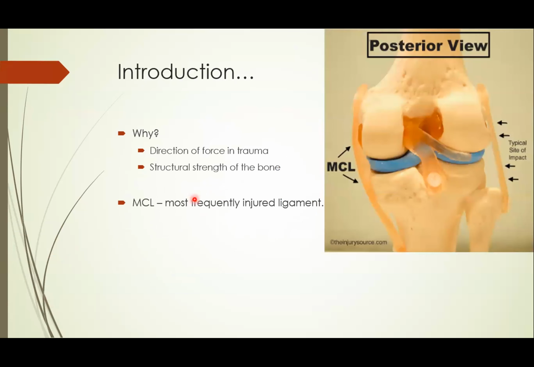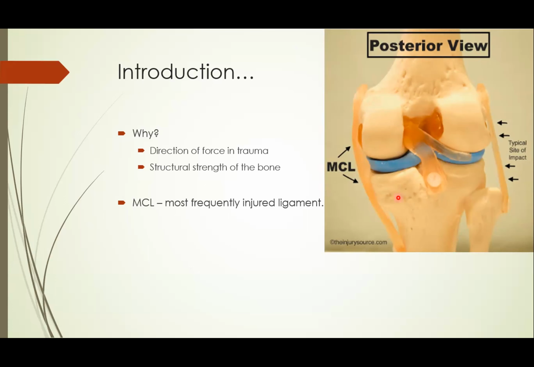Brief introduction. Why is the medial structure anatomy important? That is because of the typical side of impact that forces the knee into a valgus, the force coming from the outer, lateral aspect and directed medially. The second reason is the structural integrity of the bones over the medial aspect of the femur and tibia, which makes them denser, so the soft tissues are more likely to be injured rather than the bone.